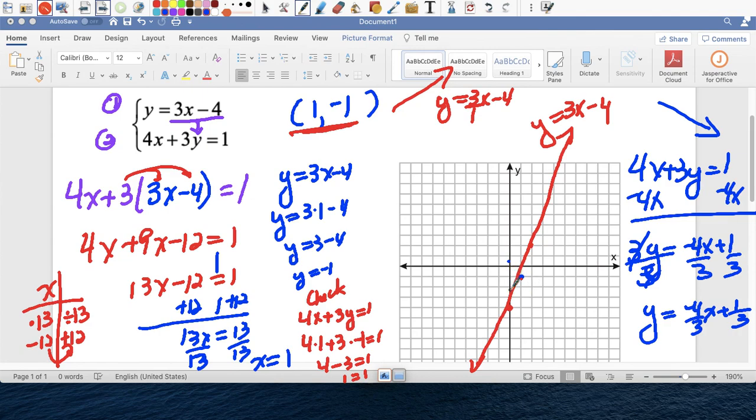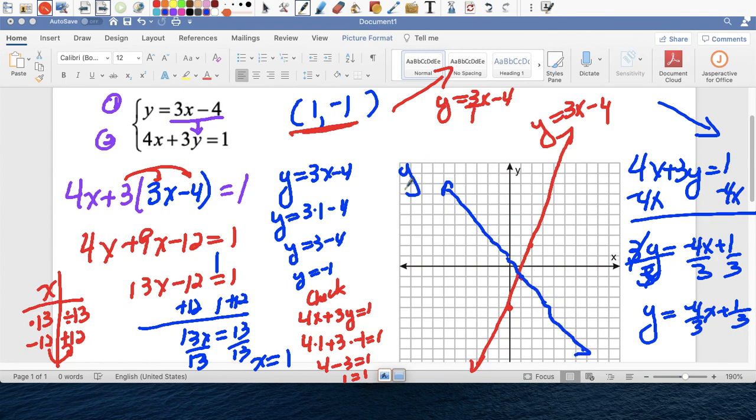1, 2, 3, 4, and 3 to the right. 1, 2, 3, 4, and 3 to the right. 1, 2, 3 to the right. So again, if I have 3 points, you connect the dots.